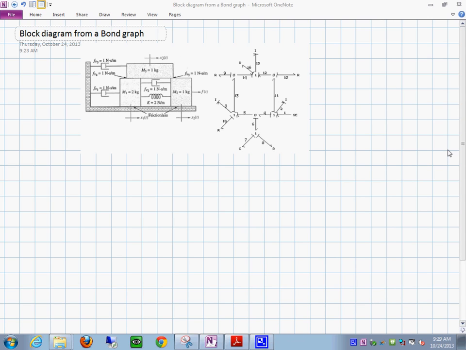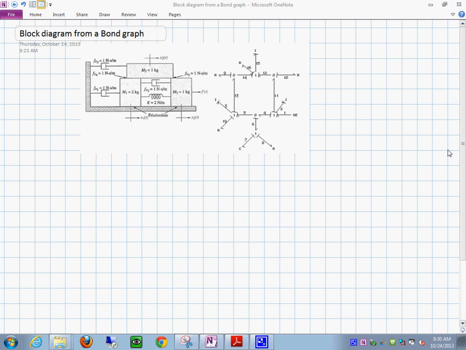Today we have a mechanical system, and its corresponding block diagram seen on the right-hand side. Our objective is going to be to create a block diagram, giving this bond graph model.